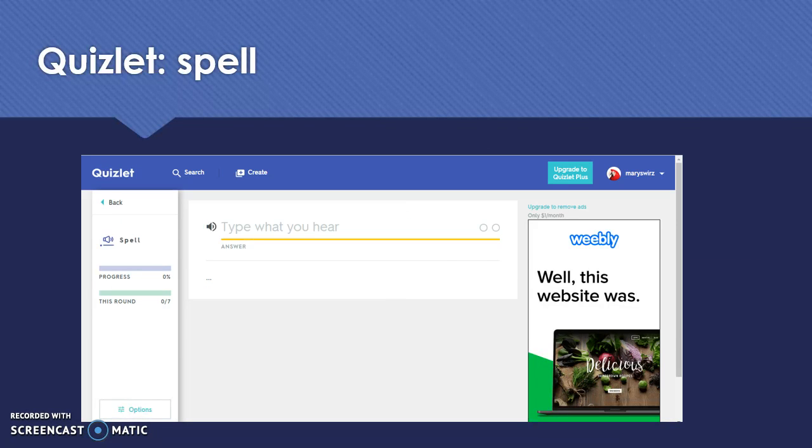There is also the spell function. In classes where your spelling matters, this would be very helpful. It says the term out loud and has you write it out.